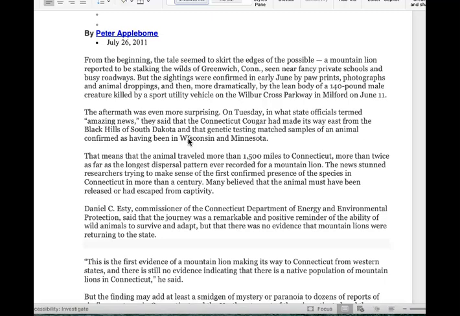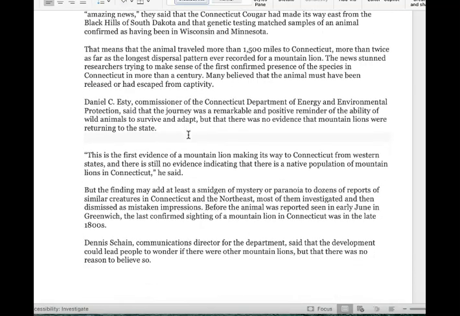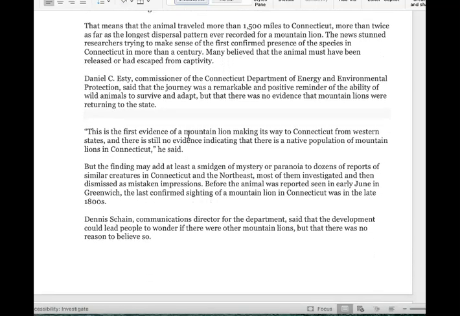The aftermath was even more surprising. On Tuesday, in what state officials termed amazing news, they said the Connecticut cougar had made its way east from the Black Hills of South Dakota, and genetic testing matched samples of an animal confirmed as having been in Wisconsin and in Minnesota. That means that the animal traveled more than 1,500 miles to Connecticut, more than twice as far as the longest dispersal pattern ever recorded for a mountain lion.